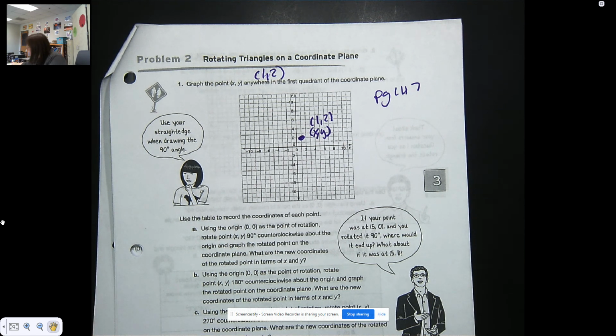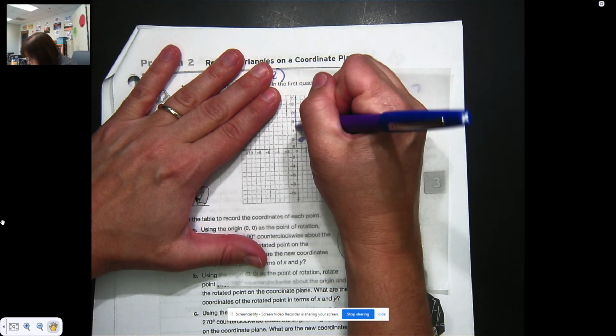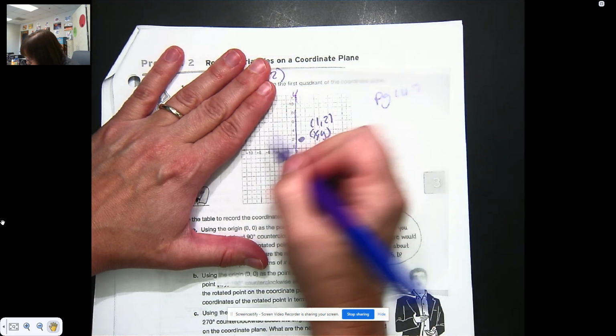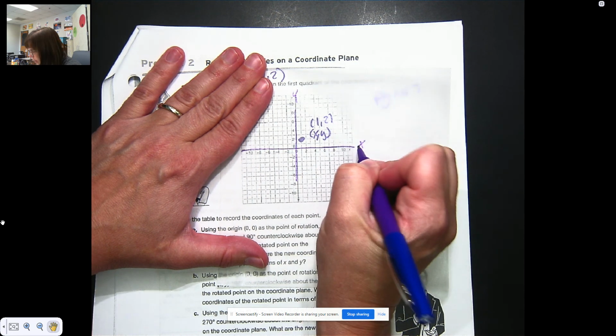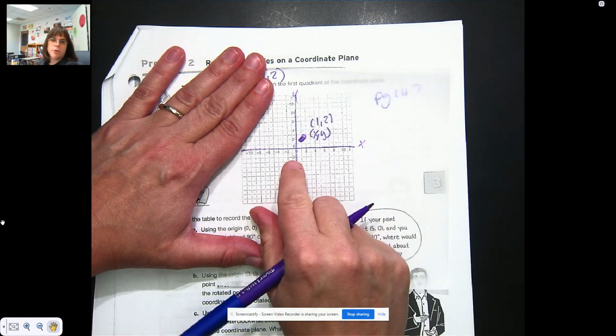Sharpie, Sharpie. Otherwise, I'll use my marker. So we're going to talk about what happens when we shift this thing around. So here's my y. Here's my x. And I'm going to put my point right here.